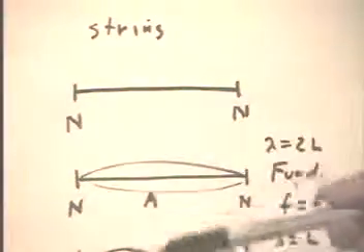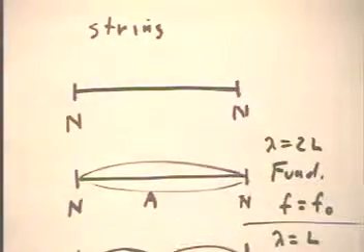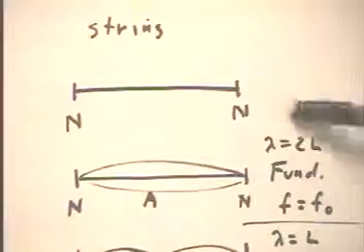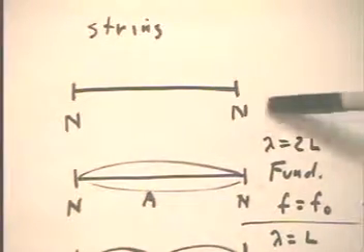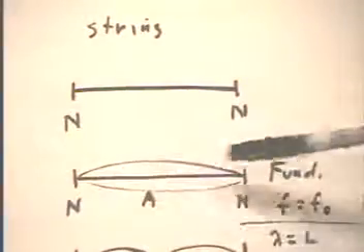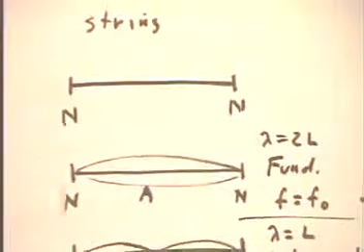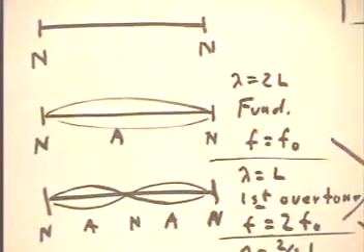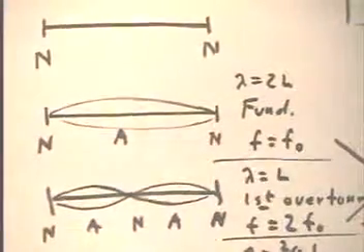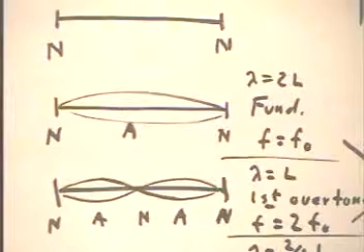Okay. If there are nodes at both ends, there's an antinode in the middle, at least one antinode. And of course, if there's exactly one antinode in the middle, then you have the fundamental mode of vibration, where the frequency is the frequency of the fundamental. The wavelength is twice the length of the string, as we've seen before. Going to the first harmonic, second harmonic, or the first overtone, the first sound of a higher frequency than the fundamental that we hear naturally in a string.